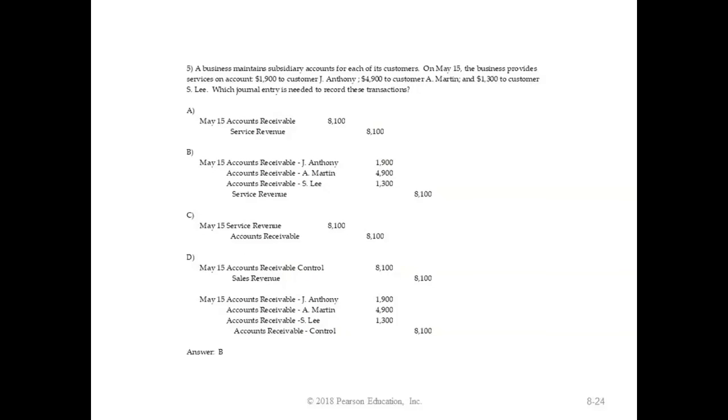And that's the case. It wouldn't be D because we're not going to be debiting or crediting the control accounts. We'll post to the accounts receivable, perhaps to the subsidiary, and the subsidiary account should roll up into the control account.